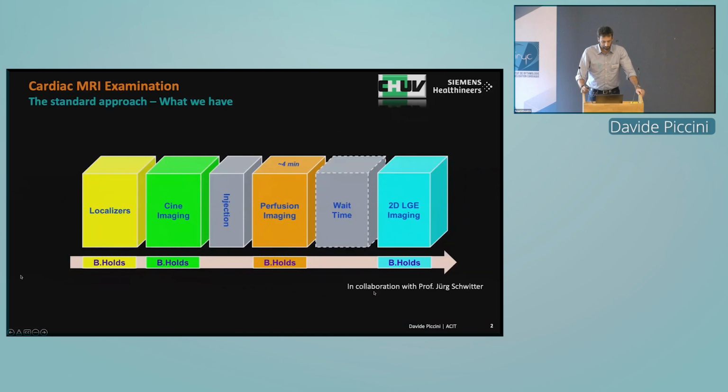So this is the typical cardiac MR examination, at least how we do it in Lausanne. We start with some localizers, the cine to do the function. We inject contrast agent, there is perfusion, some wait time to let the contrast agent deposit in case there is scar tissue, and then the late gadolinium enhancement.